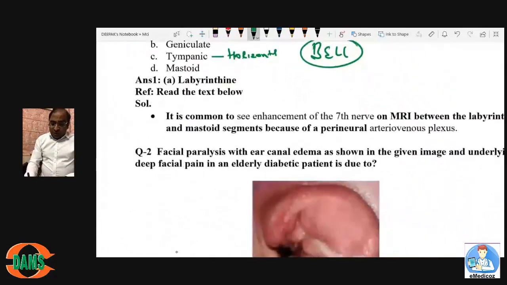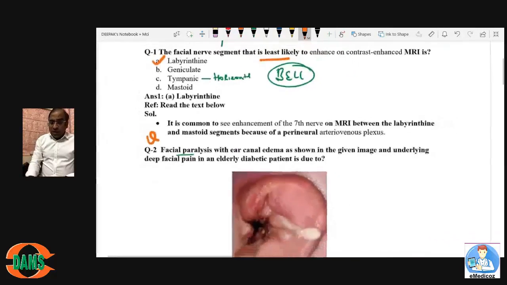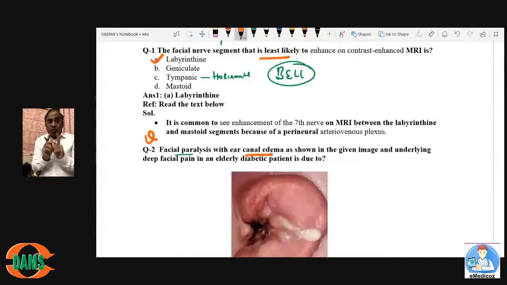Facial paralysis. Yeah, very nice clue given by the examiner. Facial paralysis in an ear canal edema. So first of all, just remember, if there is a facial paralysis in the ENT MCQ in the external auditory canal, we have two possibilities. Either it will be button battery foreign body, or it will be malignant otitis externa. Now the examiner is giving you the second clue, diabetic patient. No second thought. Whatever the image the examiner is giving you, just go for malignant otitis externa.